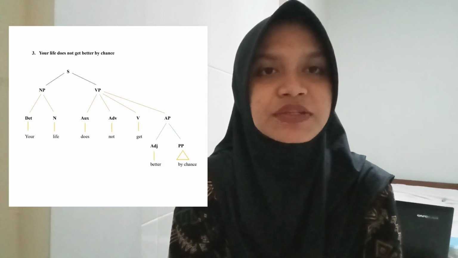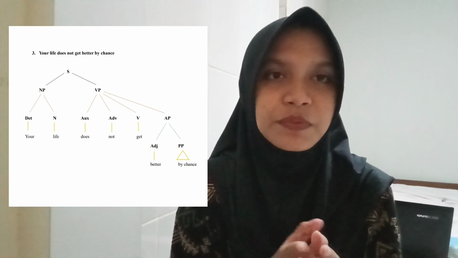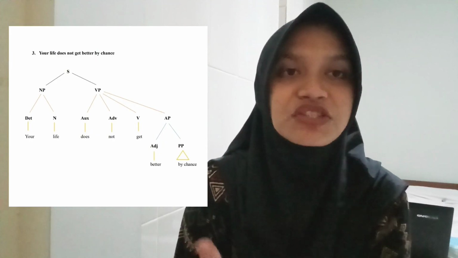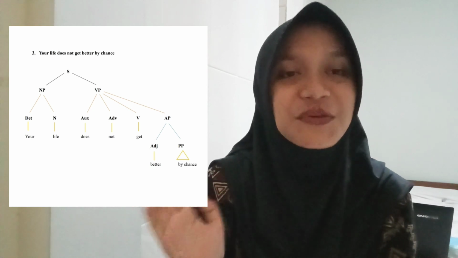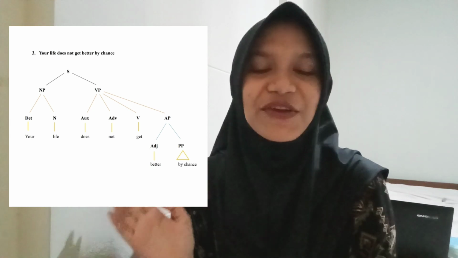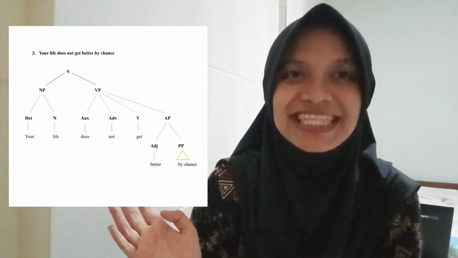Inside the verb phrase, we see a smaller group, like the prepositional phrase by chance. This is the hierarchical structure of the sentence. Guys, it's not just a line of words, but words grouped into smaller units, which are then grouped into larger ones. Next, how can we be sure that a group of words is really a single unit?